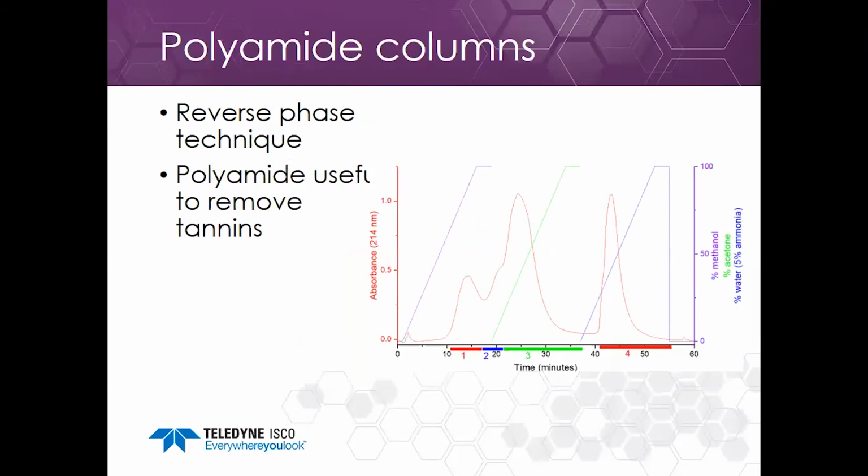Polyamides are a reverse phase technique, and it's very useful to remove tannins. The other thing is that aside from removing tannins, we have a series of peaks. In the chromatogram below, I see 1, 2, 3, 4 peaks. One of them is a shoulder. And again, I used wide polarity range chromatography using the gradients listed on the right side of the chromatogram.